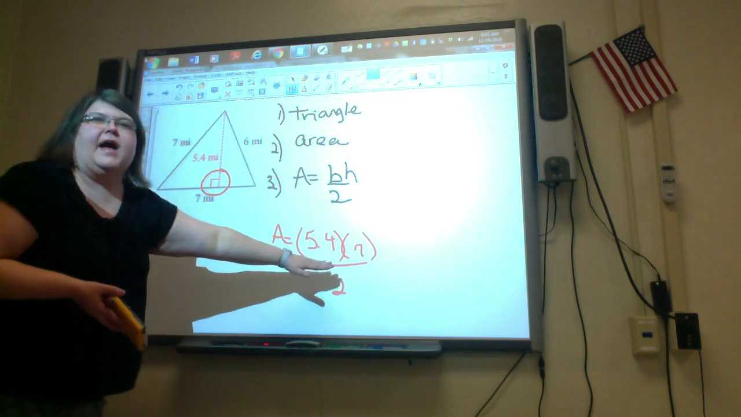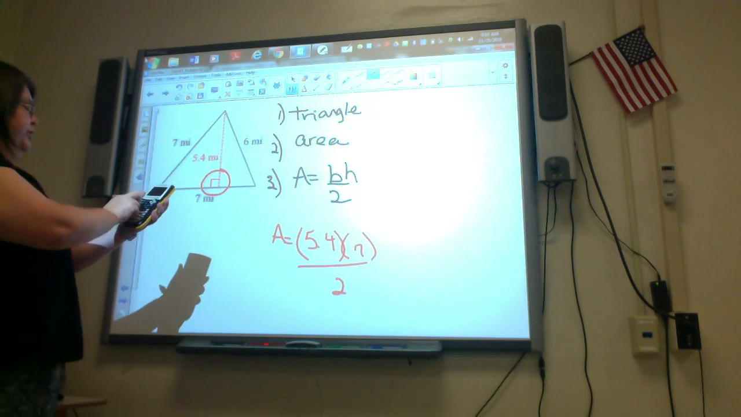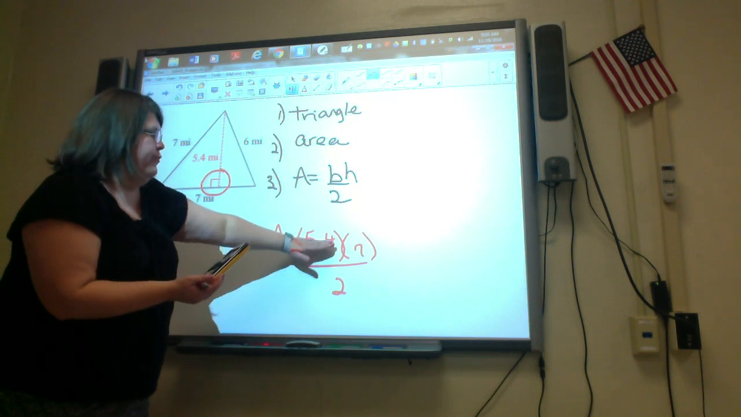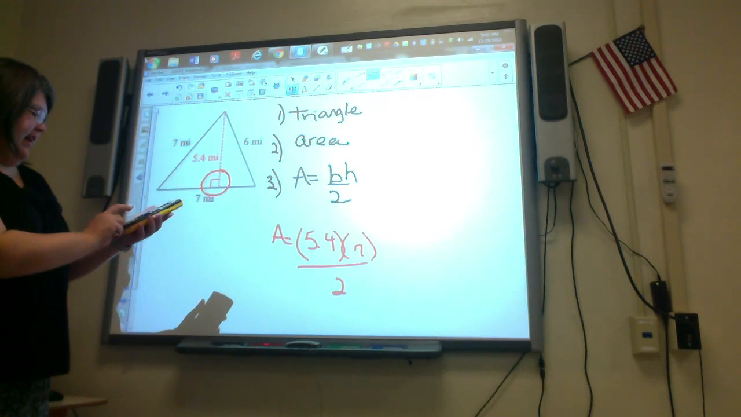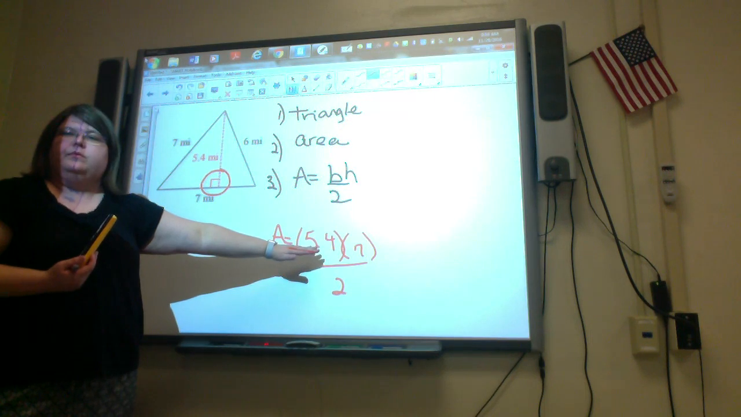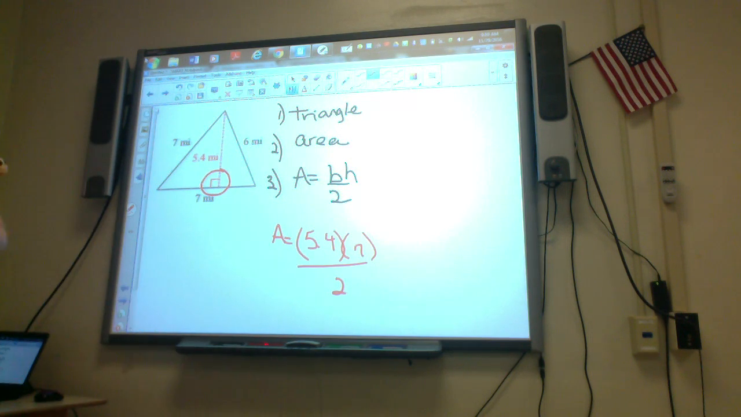Okay, so this looks like a fraction. So guess what I'm going to do? I'm going to put it in as a fraction. You use your green button and your Y equals, and number 1 looks like it. So I'm going to put in 5.4 times 7, because that's what's on top of your fraction bar. Then I'm going to scoot down and put my 2. Always, always, always, if you put it in this calculator exactly like you see it, you'll get the right answer.